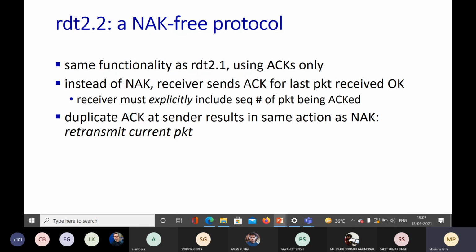So once the sender gets this information, that ACK with the previous sequence number, it gets to know that the packet it has been sending to the receiver side is not the correct packet. So that's when it decides to retransmit the current packet. Okay. So let's see how it works out.